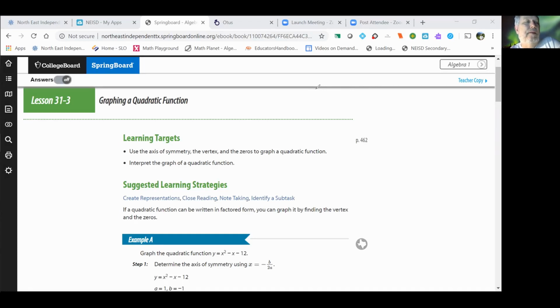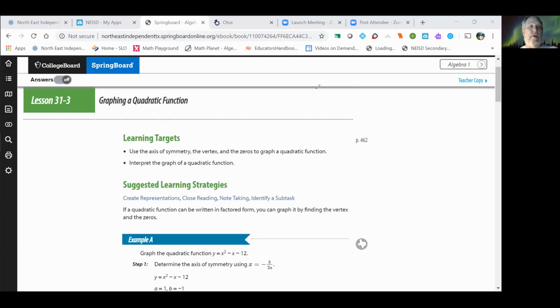Hi guys, today we're going to do lesson 31-3, graphing a quadratic function. Learning targets: use the axis of symmetry, the vertex, and the zeros to graph a quadratic function. Interpret the graph of a quadratic function.